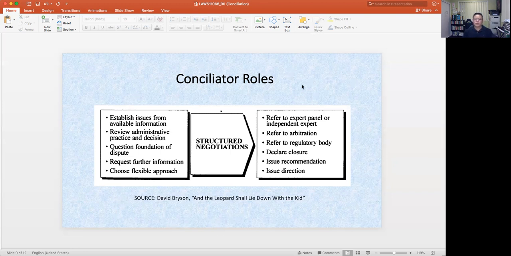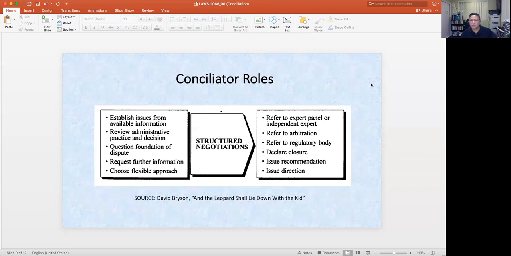But let's just quickly go through the roles of the conciliator. What typically happens as far as the conciliator is concerned is that he establishes the issues from available information. He might review the administrative practice or decision. He might question the foundation of the dispute, request further information, or choose a flexible approach. That's a typical role of the conciliator. You will notice that in doing so, the focus really is based on the legal foundation for the respective legal positions of the parties. There might be an attempt at negotiation, but that is mainly driven by a law-based approach.